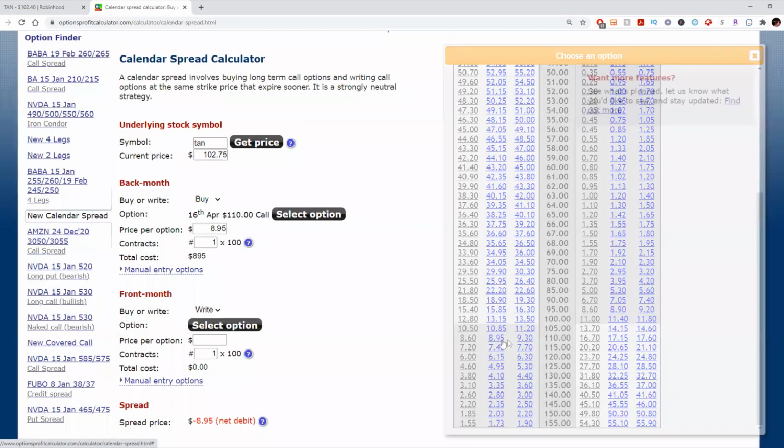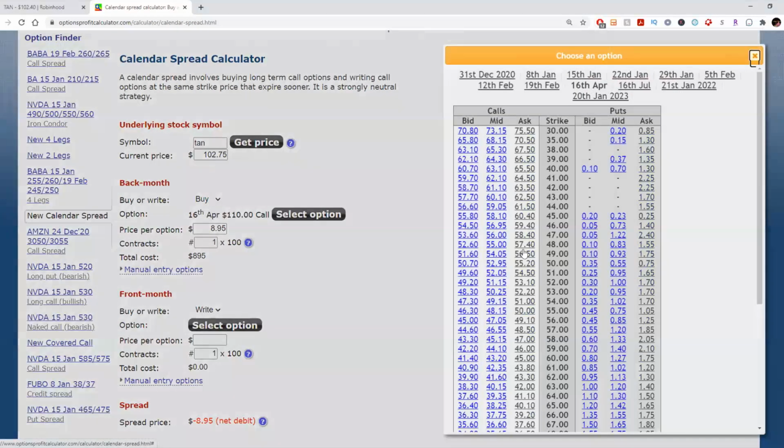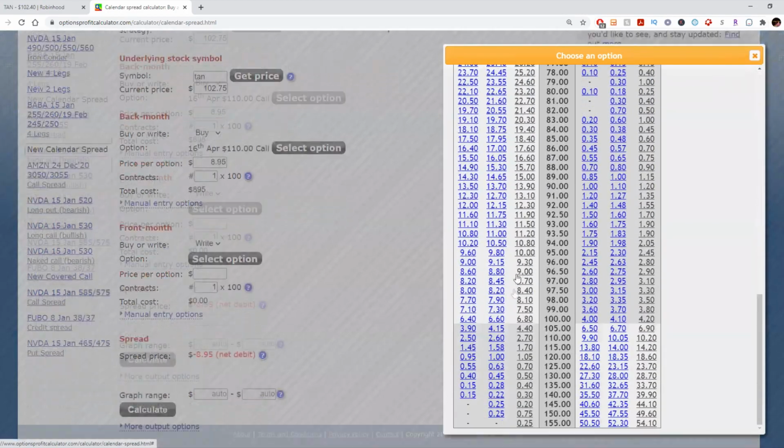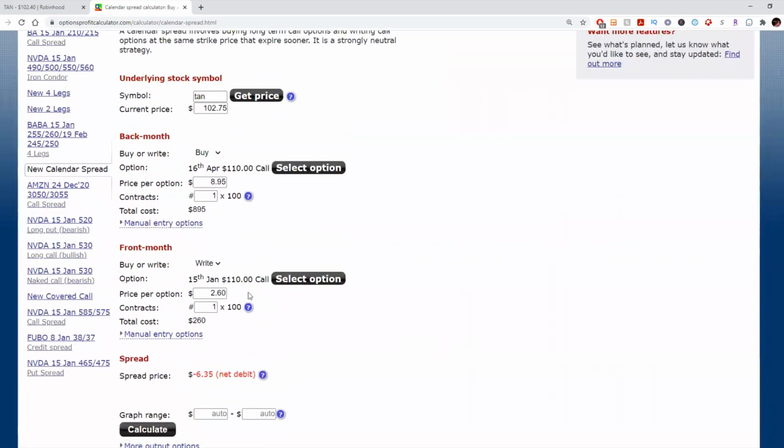You could buy a 110 call, and simultaneously in the short term, say January 15th, you could sell a 110 call against it if you're expecting TAN to stay below 110 by expiration, okay? Now, the goal with this is you're expecting TAN to go up a lot leading to this April 16th expiration, but you're selling short-term calls against it because you don't think it will reach 110 by January 15th yet, okay? And by doing that, you're collecting a credit of $260 while paying $895 for the long call.